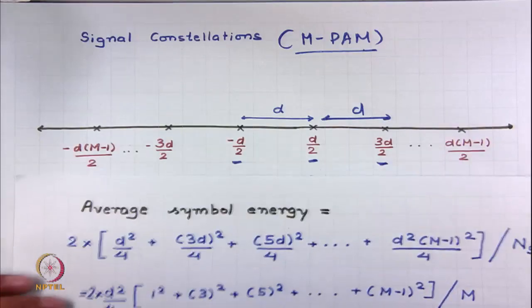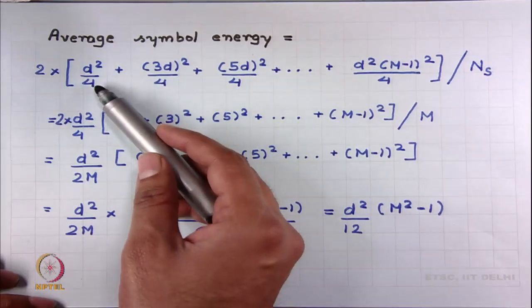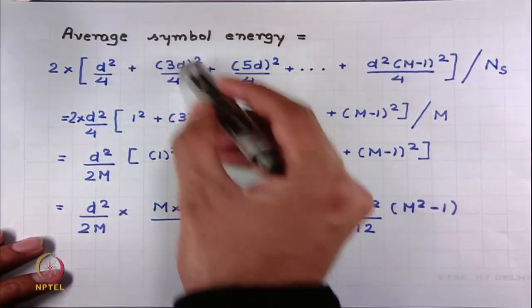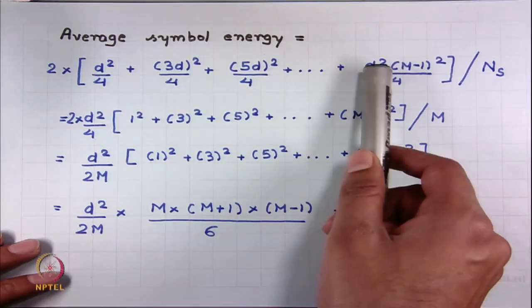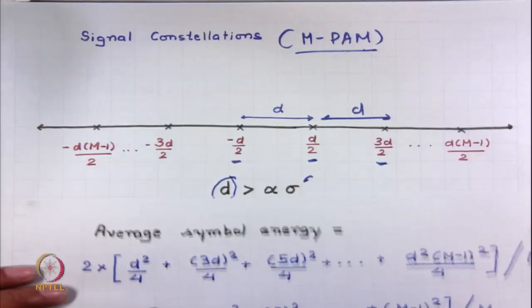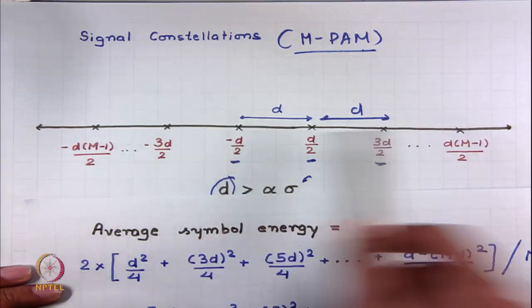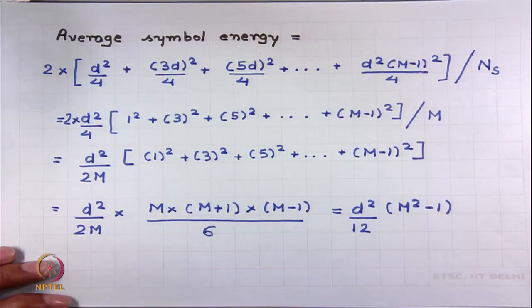Here the difference is that we are having M symbols. So, we have d square by 4, which corresponds to the energy of this symbol, plus 3d by 2 square, 5d by 2 square and so on and so forth up to d square times m minus 1 square by 4. And then I have to account for these negative symbols, and these symbols have the same energy as these symbols. So, I just have to multiply by a factor 2 and divide by the total number of symbols that I have. And then it is just arithmetic.